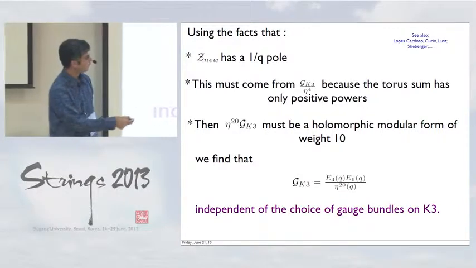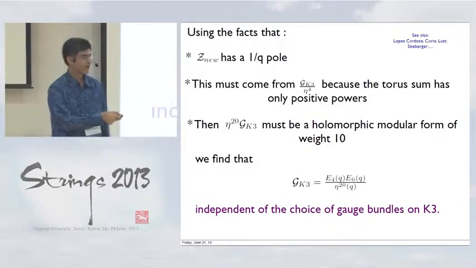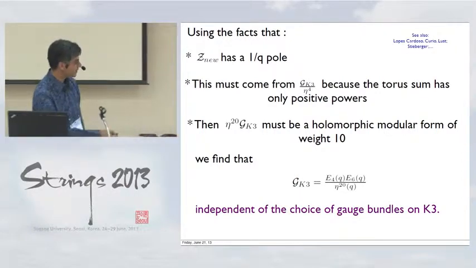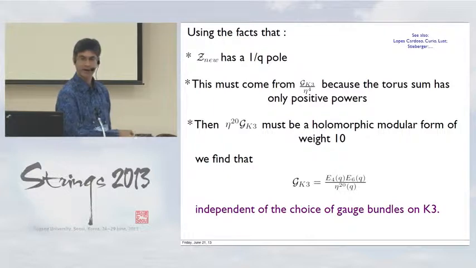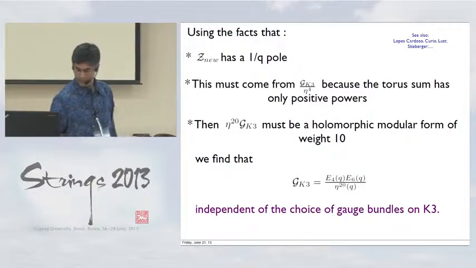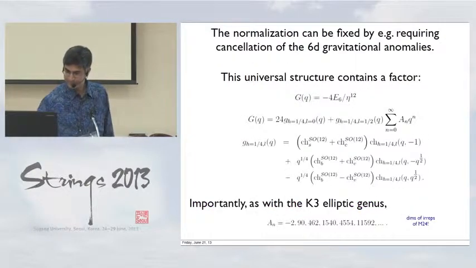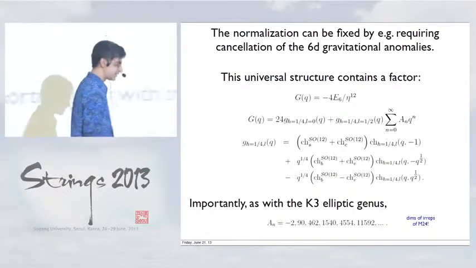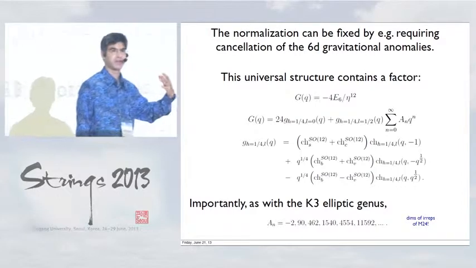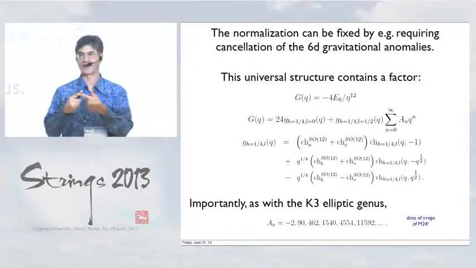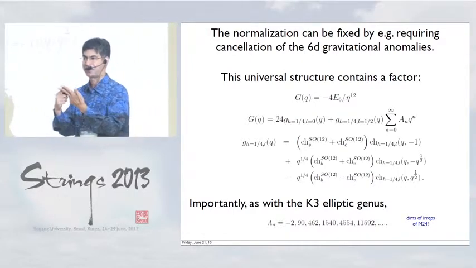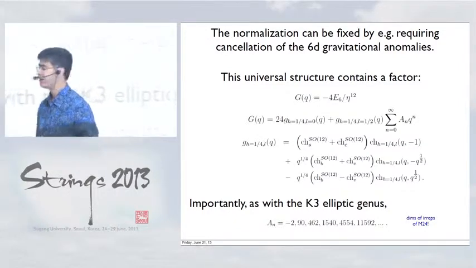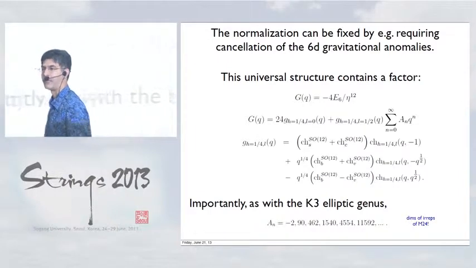The ring of modular forms is generated by E4 and E6, and this is the unique thing that can appear there, independent of the choice of the gauge bundles on K3. Now, the normalization, the 1, can be fixed in various simple ways. For instance, there's the famous 6-dimensional gravitational anomaly that constrains the number of hypers, vectors, and tensors in any theory in 6 dimensions with at least 1,0 supersymmetry. So that fixes the normalization of the form I wrote to be 1.